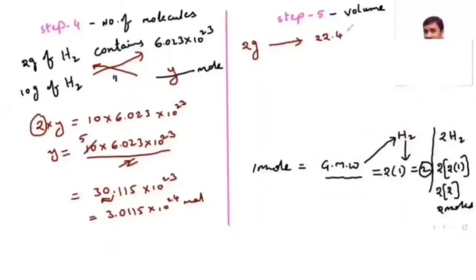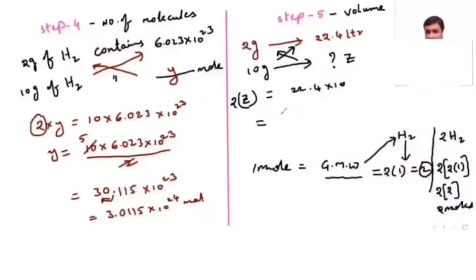So volume also is the same. 2 grams occupies 22.4 liters. Then what about 10 grams? That unknown value, I will take Z. So the cross product is also the same here. So here Z is 22.4 into 10, transposing, what will I get? 22.4 into 10 by 2. Z equal to. So here again cancelling, what will I get? 5 times. That equals what? 22.4 into 5, 112 liters. This is the answer, right? So the volume also rose in the same ratio. So this is the solution.